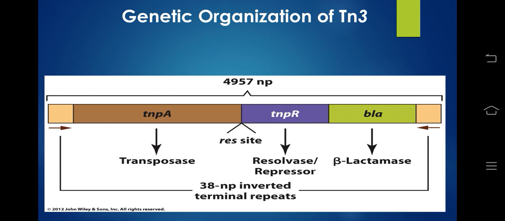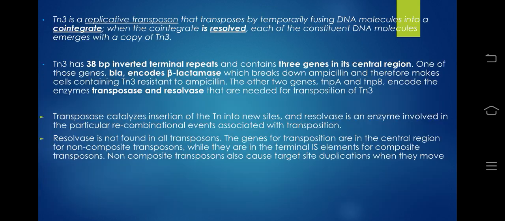Genetic organization of Tn3: tnpA transposase, resolvase repressor, beta-lactamase, and 38 base pair inverted terminal repeats. Tn3 is a replicative transposon that transposes by temporarily fusing DNA molecules into a cointegrate. When the cointegrate is resolved, each of the constituent DNA molecules emerges with a copy of Tn3.